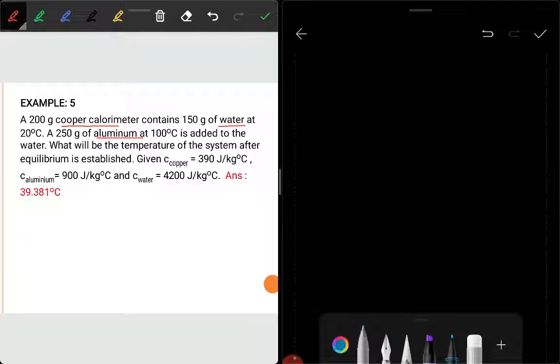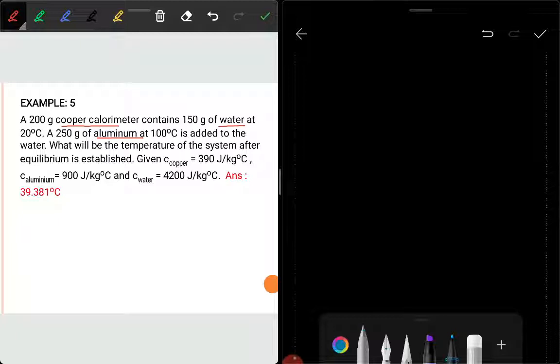So that means some substance will gain the heat, and another substance will lose the heat. So now you should identify which one gains the heat and which one loses the heat.